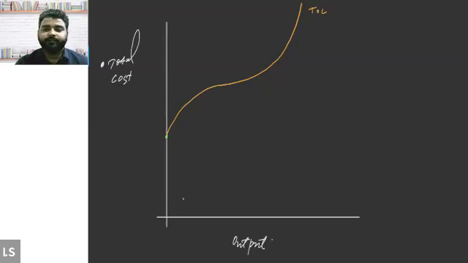The difference is not in behavior; the pattern of total and variable cost is exactly the same. Total cost also increases at a decreasing rate initially, and then at an increasing rate, and the same goes with the variable cost. So the behavior is exactly same. The only difference is that variable cost always starts from the origin.